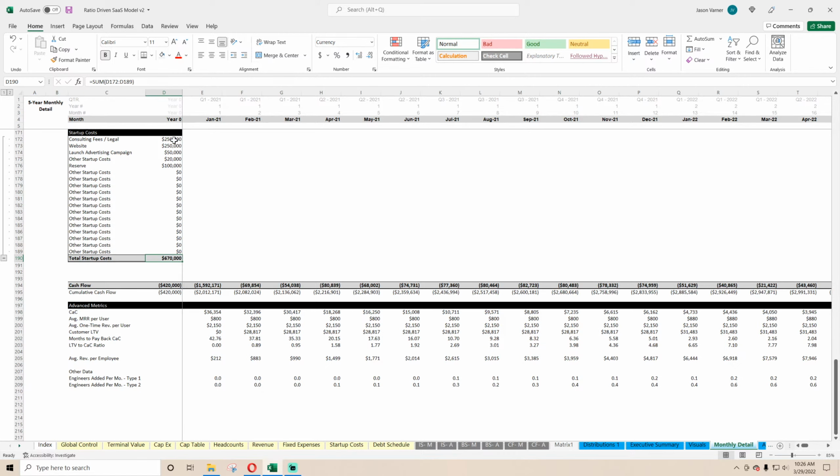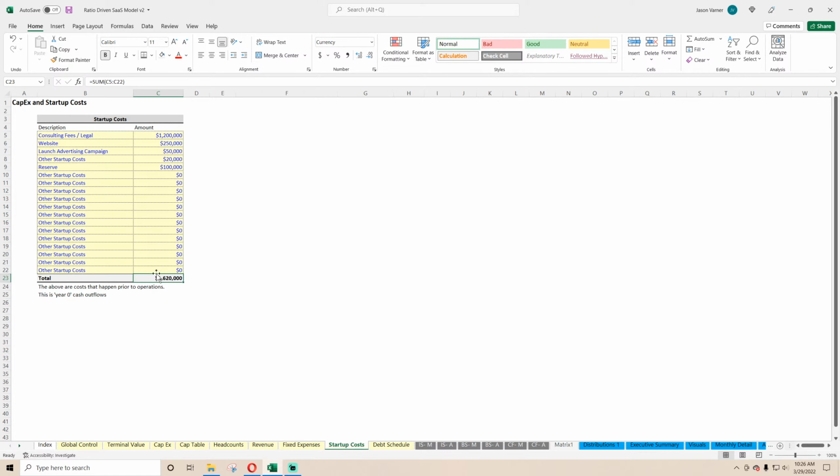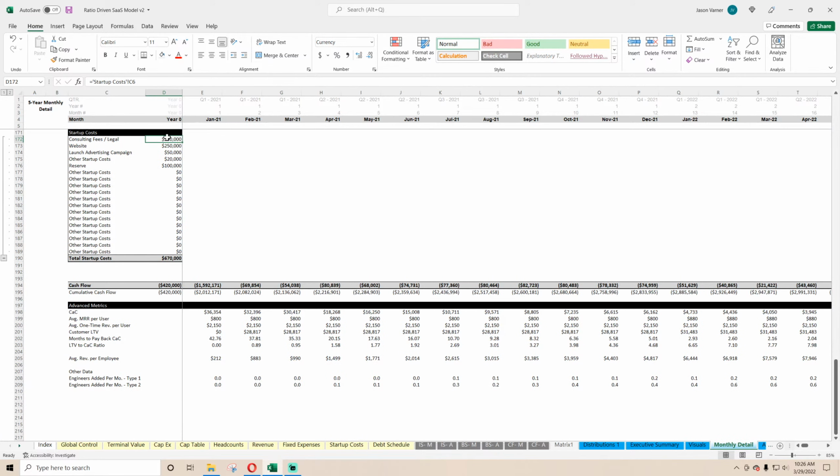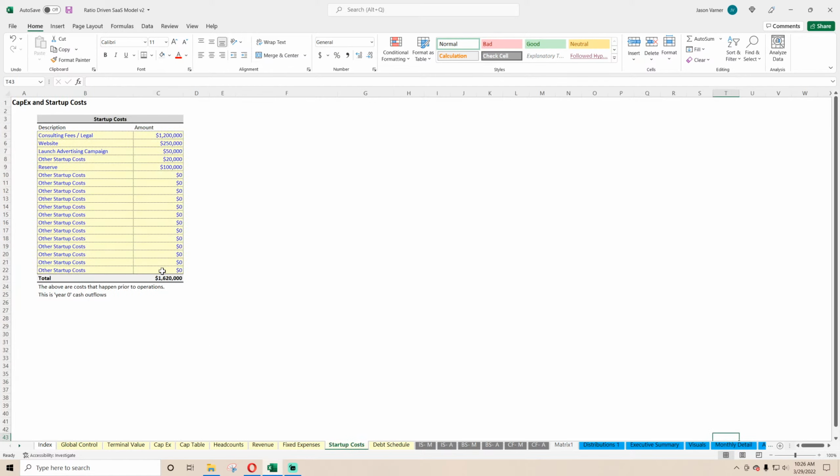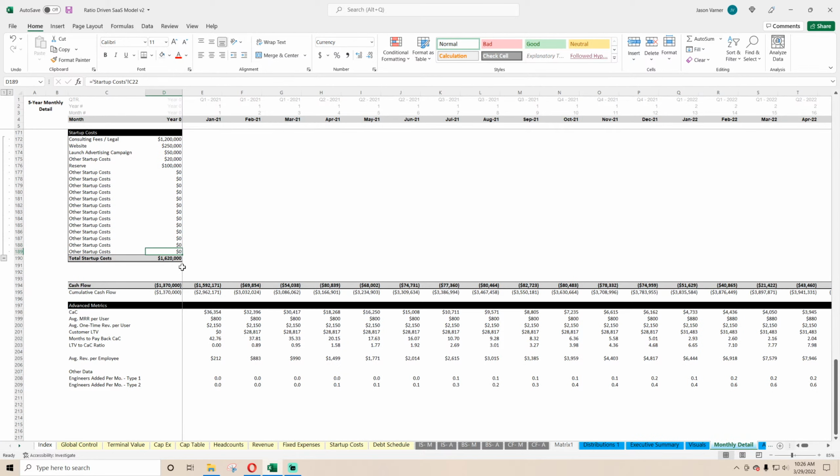Startup costs. So this goes to 189 and C22 on this. So we're missing, wait, 1.2. This is starting at C6. Yep, I was missing that. Okay, okay. And we're going down to C22 still. 162. Now we're talking. Okay.